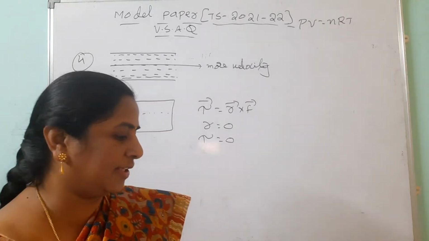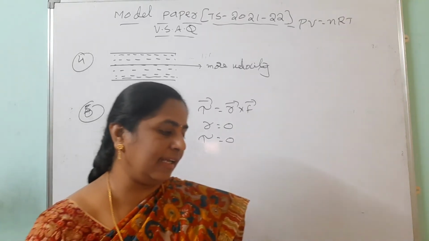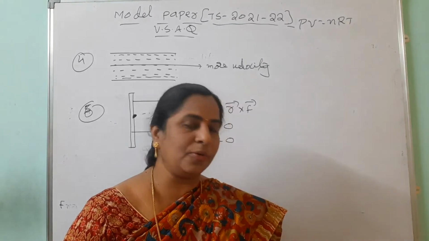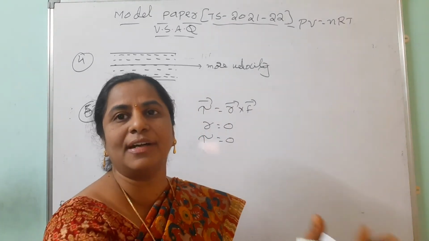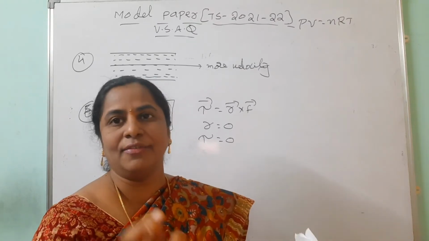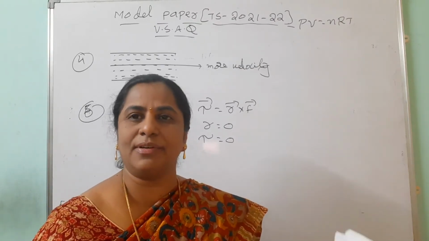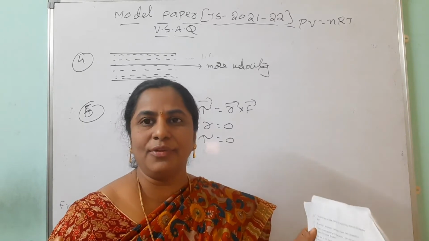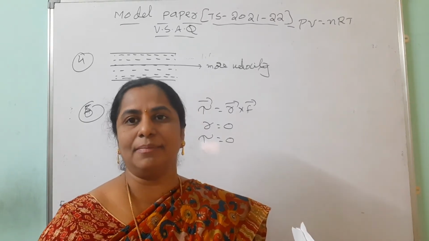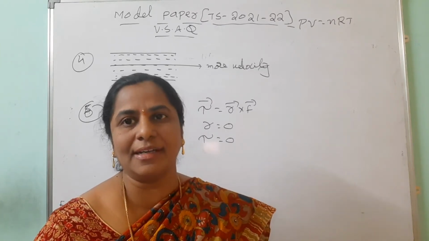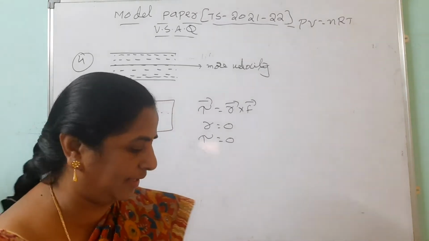Then our seventh question is, why should a helicopter necessarily have two propellers? If they use one propeller, it is going in one direction, it is not balancing. From the law of conservation of momentum, for rotating bodies, we should apply two opposite forces. So like that, for balancing, how many propellers must it have? Two propellers. That is the seventh VSAQ.